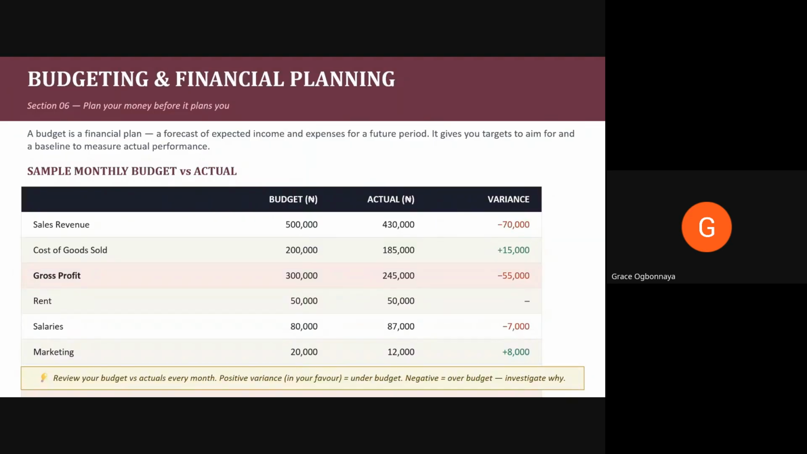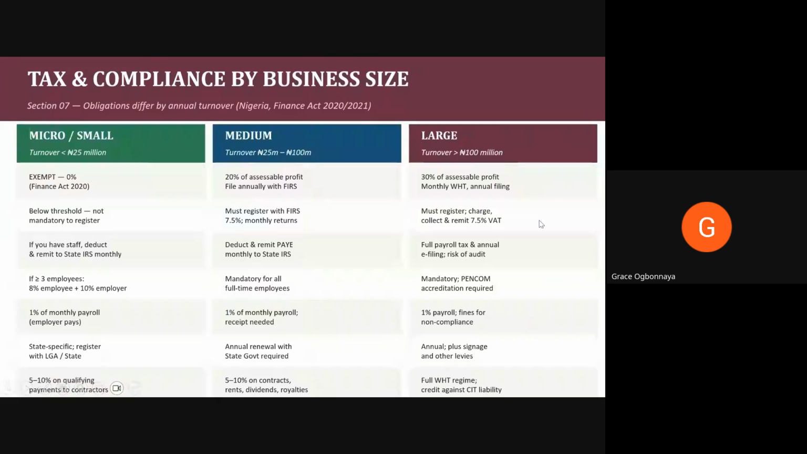What did you do well? What did I do well this month that made my budget, so that you can replicate it in other months? That is the interpretation part of accounting. All right, so tax and compliance.